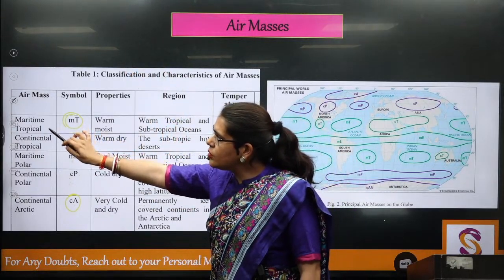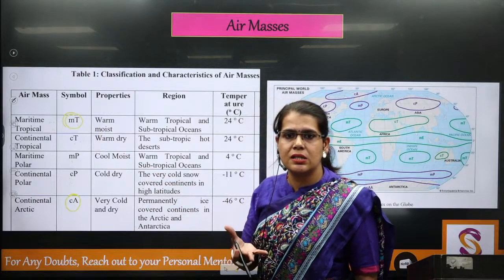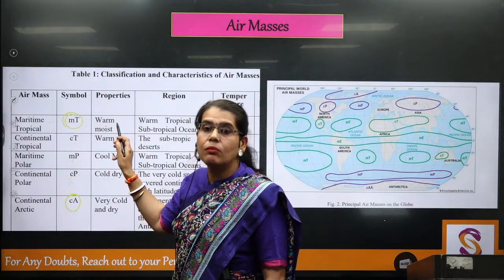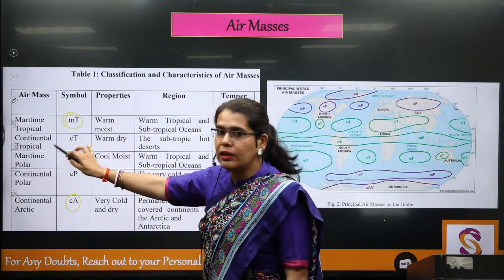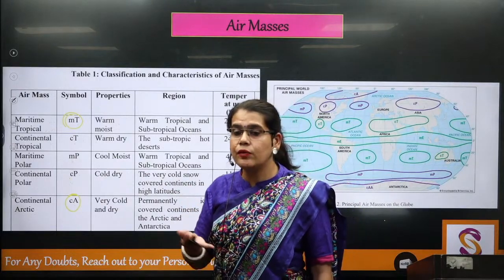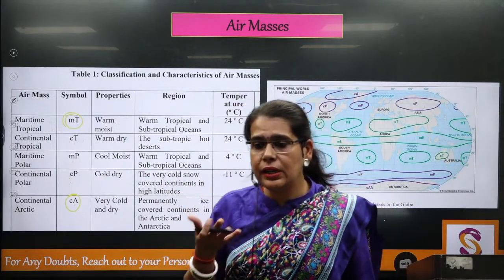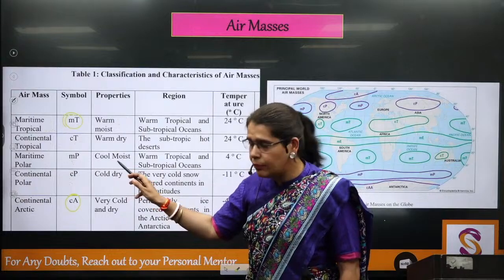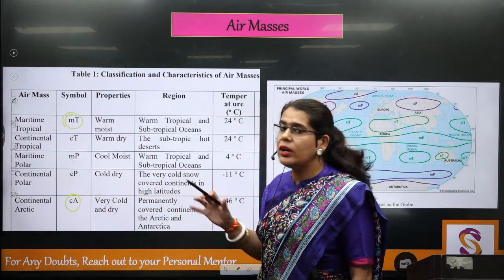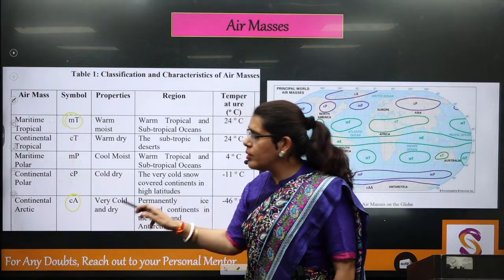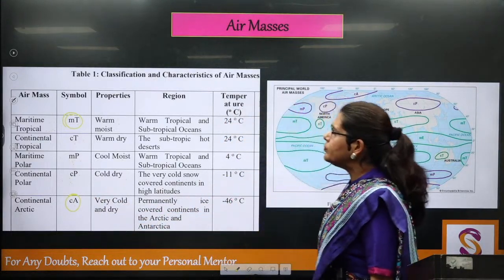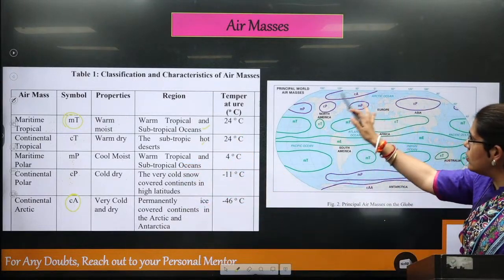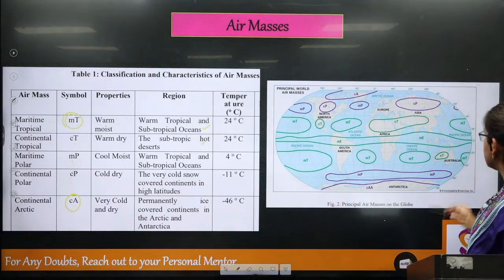What will be the characteristics of the maritime tropical? It would be moist because it is originating in the tropical area, so it would be warm, moist. Continental tropical would also be warm, but because it is originating from the continent's interior, it will be drier. Similarly, maritime polar would be cool but moist, continental polar would be cold and dry, and continental Arctic would be very cold and dry. Okay, so the locations I have already told you. Now see on this map particularly these air masses.